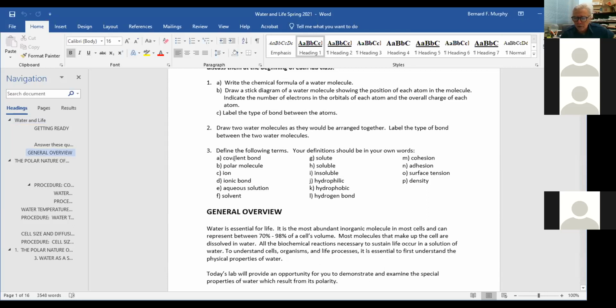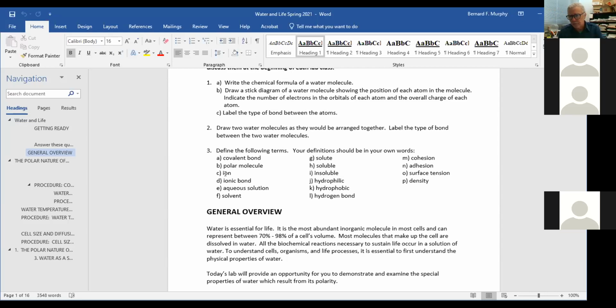Covalent bond. We know what a covalent bond is. Polar molecule. We know what a polar molecule is. It's got oxygen in it or nitrogen, and it's got polar covalent bonds. Ion. You know what an ion is? An atom that has given up or taken on an electron. You know what an ionic bond is? One atom gives up an electron, and it makes a deal with another atom that gains an electron.